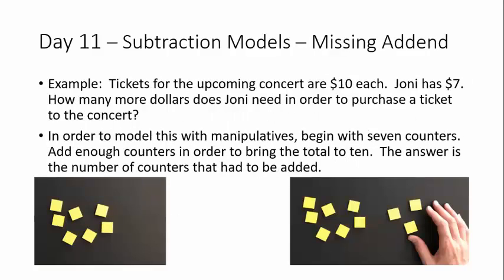This next model is the missing addend model. Here's an example. Tickets for the upcoming concert are $10 each. Joni has $7. How many more dollars does Joni need in order to purchase a ticket to the concert?